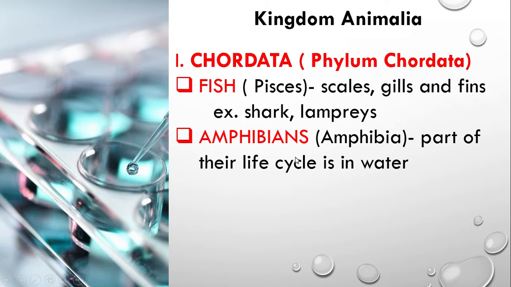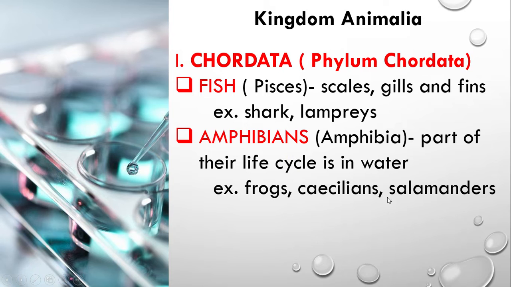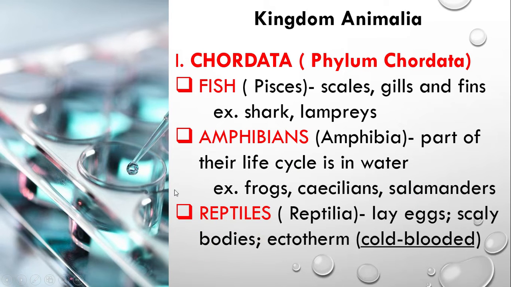So amphibians, examples are frogs, caecilians, and salamanders. And then we have the reptiles. Okay, so reptiles lay eggs, they have scaly bodies, and they are ectotherms, or cold-blooded animals. So reptiles are cold-blooded animals.